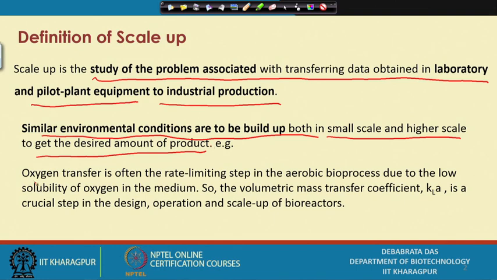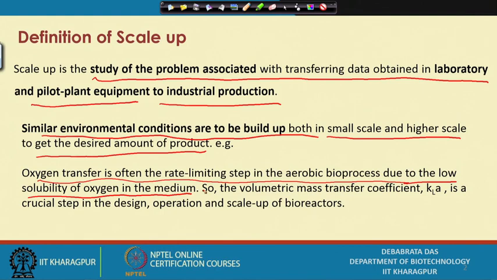As for example, oxygen transfer is often the rate limiting step in the aerobic bioprocess due to the low solubility of oxygen in the media. Because we know that a microorganism can take the oxygen which is dissolved in the liquid, not like human beings, who take the oxygen which is present in the air. Since oxygen is sparingly soluble in water, the major bottleneck or major limitation we have with the aerobic fermentation process is the dissolved oxygen concentration. So that is considered as the rate limiting step.